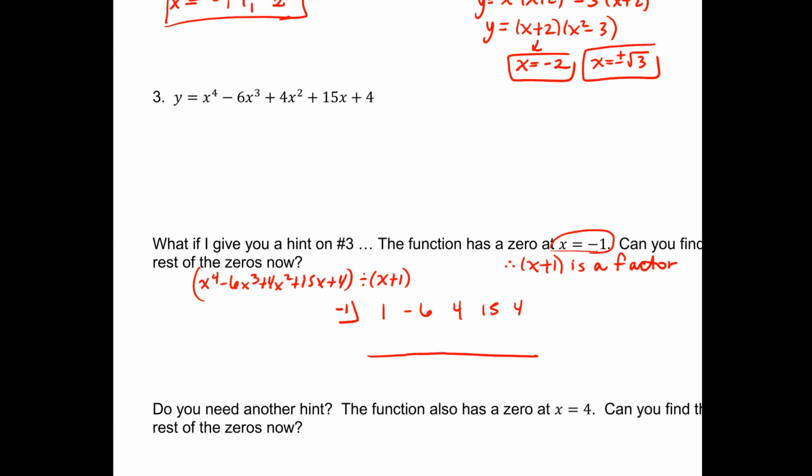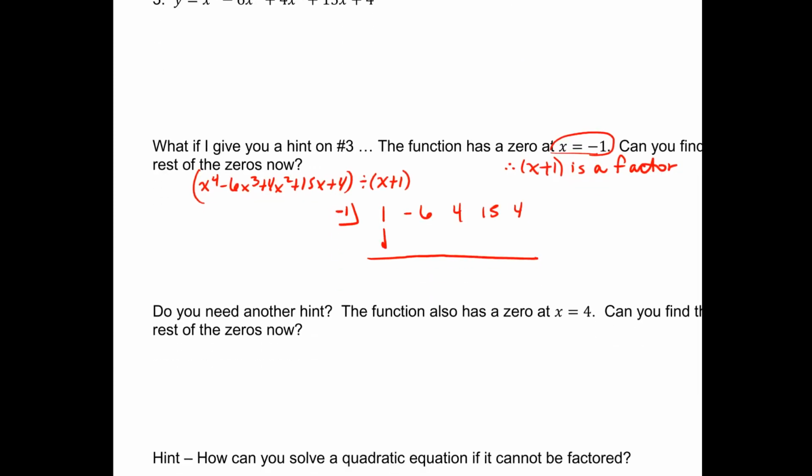What's the first step? Bring down the 1. And then -1 times 1 gives me -1. -6 plus -1 is -7. -1 times -7 is +7. 4 plus 7 is 11. -1 times 11 is -11. 15 plus -11 is 4. -1 times 4 is -4. 4 plus -4 is 0. So what did I find?